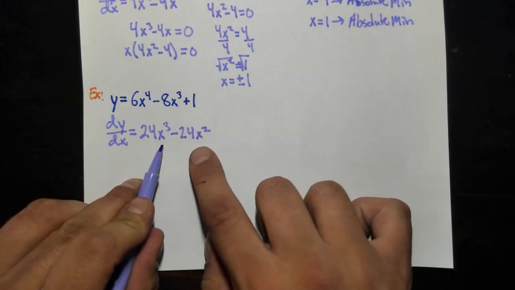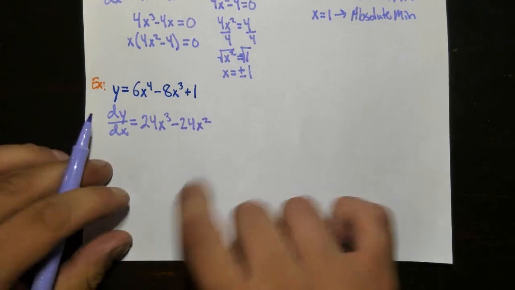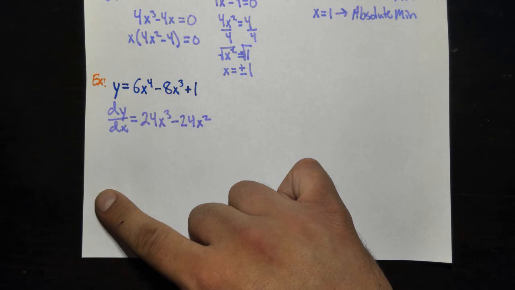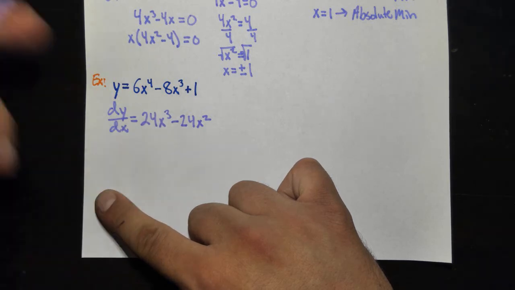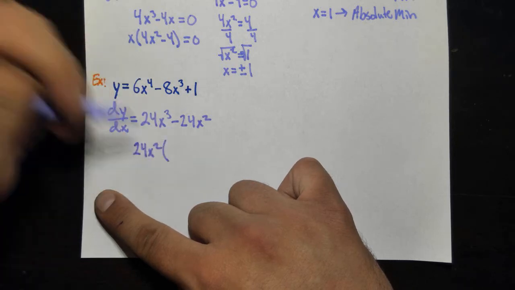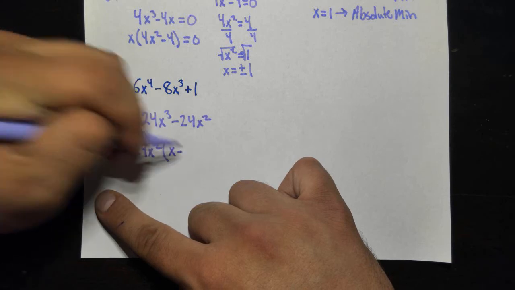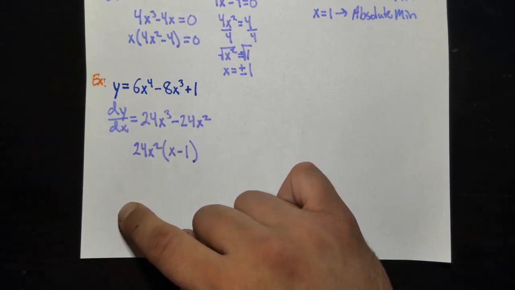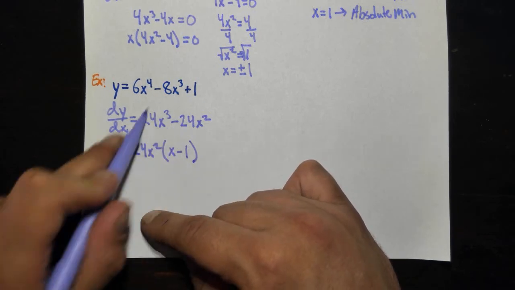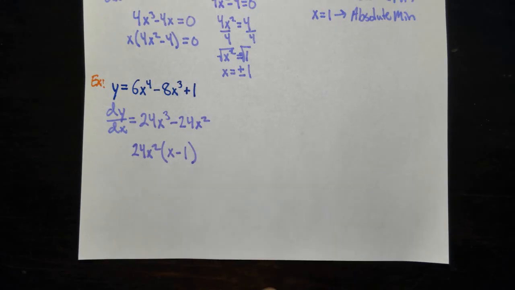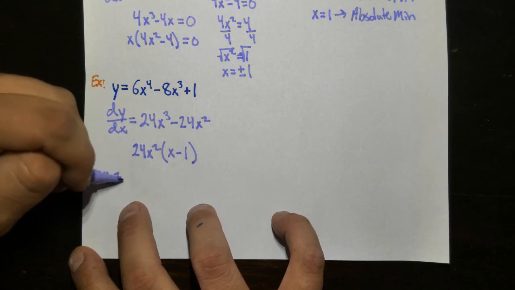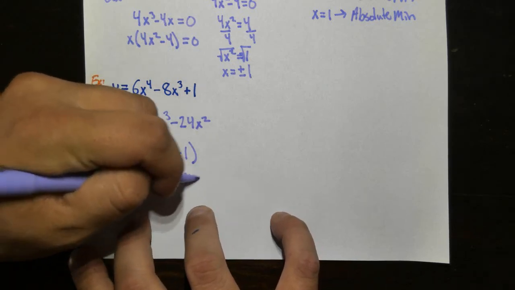Now, again, I see x's in each term, so let's factor this thing. I can pull out an x squared, or actually I can pull out a 24x squared, can't I? So 24x squared, and then that's just going to be x minus 1, just like that. And you can verify if you distribute this 24x squared back into it, you'd get this again, right? So now let's set each factor equal to 0. So we have 24x squared equals 0, and we have x minus 1 equals 0.